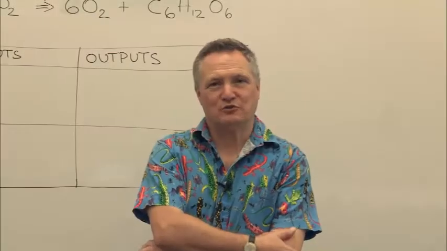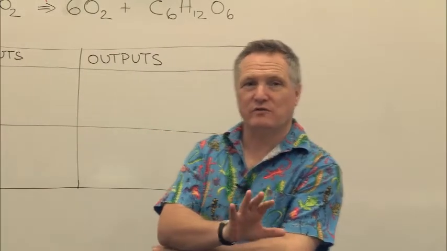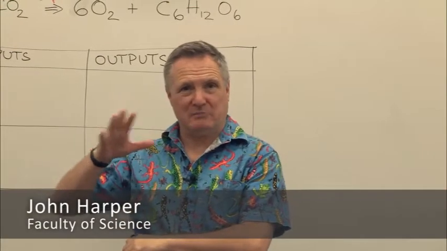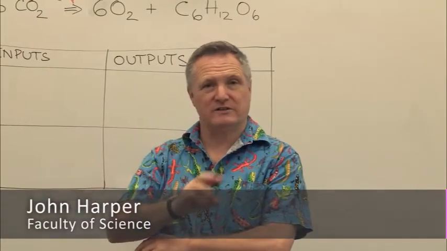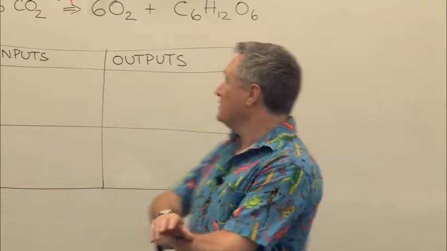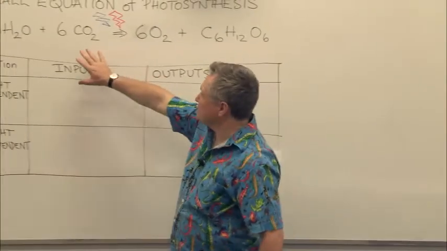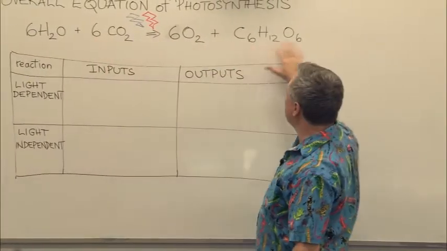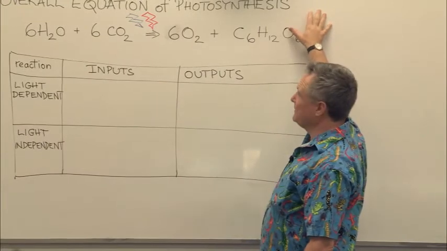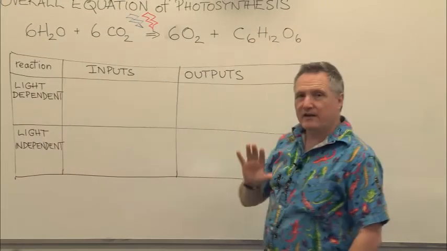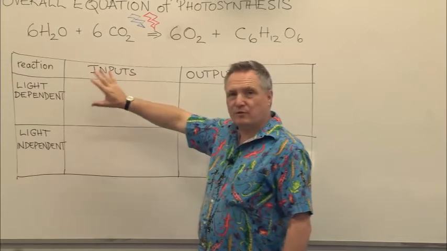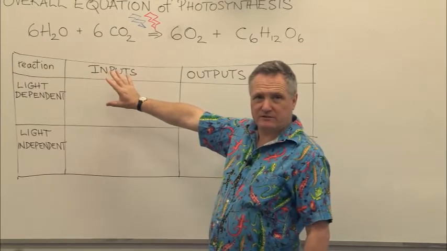Okay, what we're going to do first of all is give you an overview of photosynthesis. So we look at the big picture and then we'll focus into the details. Jeff has kindly put up for us this overall equation, a simplified equation of photosynthesis. I'll describe that and then we'll talk about the reactions that happen in the chloroplast.